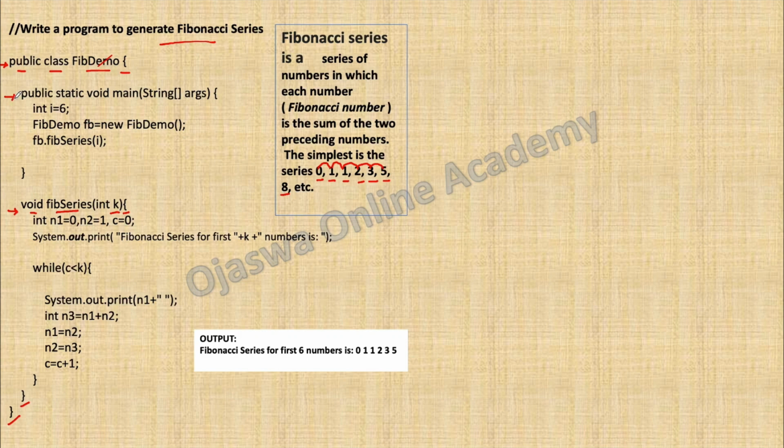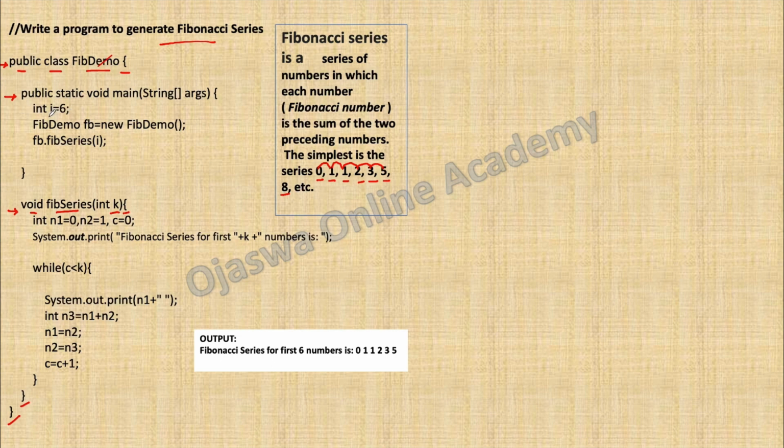We have main method. Main method is entry point for every core Java program, and user-defined method is given call inside the main method according to the logic. In our program, we are going to generate Fibonacci series for 6 numbers. You need to define a variable that will store length of the series. So I want to generate Fibonacci series for 6 numbers. Length of my series is 6.